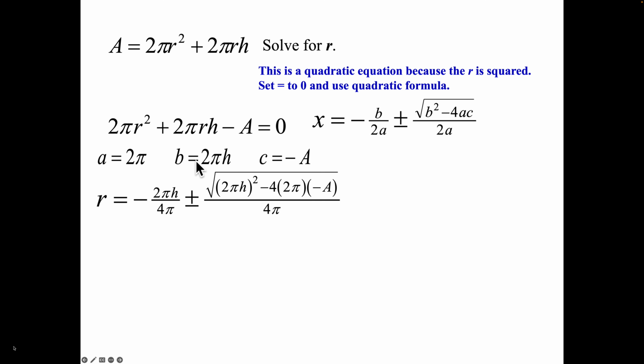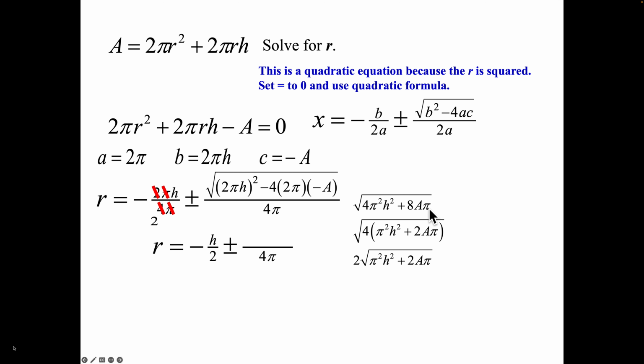R squared, there's a, here's r, so 2 pi h is the b. We're going to substitute it into the formula. Negative 2 pi h over 4 pi. Okay, we can simplify this. 1 over 2, pi's cancel, so a negative h over 2, plus or minus. Now we're going to focus on this. Now remember, because this reduced, I'm going to be able to simplify this. This becomes 2 squared, which is 4, pi squared h squared, minus a negative, that's going to be a positive 8a pi h.